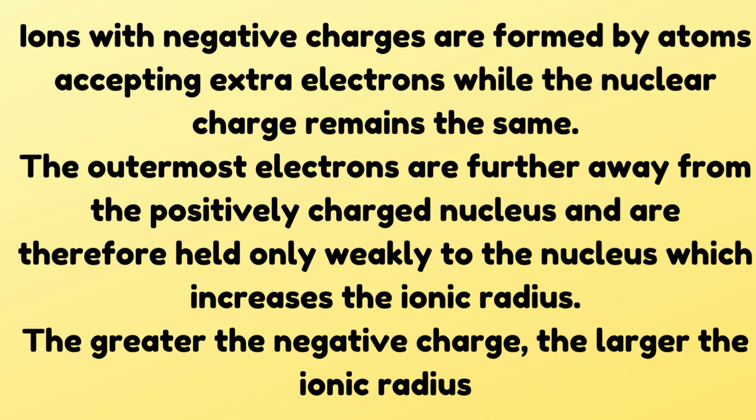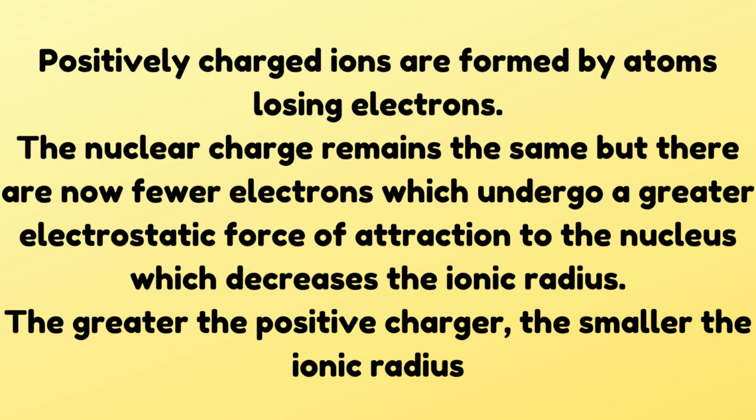Positively charged ions are formed by atoms losing electrons. Nuclear charge remains the same, but there are now fewer electrons which undergo a greater electrostatic force of attraction to the nucleus, which decreases the ionic radius. The greater the positive charge, the smaller the ionic radius. So more positive, fewer electrons, so the pull will be more, so the ionic radii will be lesser.